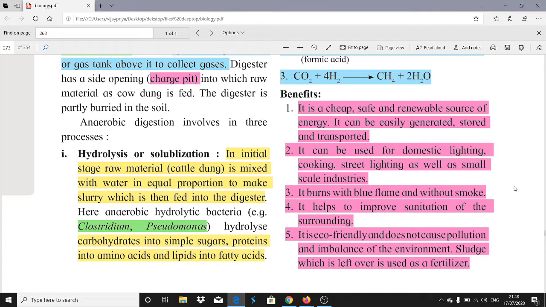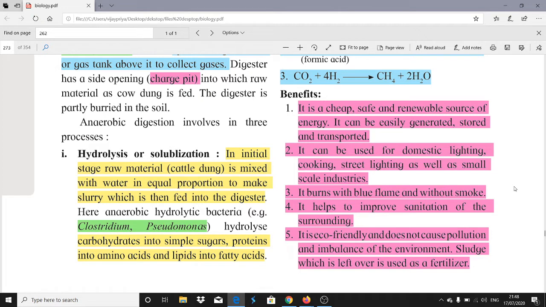Second important benefit of it is it can be used for domestic lighting, cooking, street lighting, as well as small scale industries. So these are the applications of biogas, where biogas can be used in domestic lighting, domestic cooking, street lighting, as well as in small scale industries also.